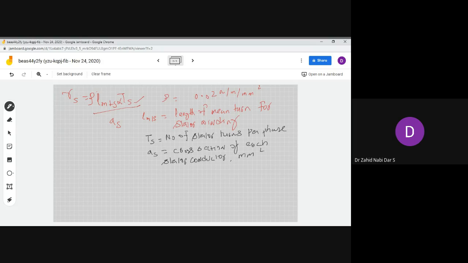So now if we have to go for the calculation of the rotor, similarly we can directly write rho LMTR divided by AR. Rest all the things will follow.